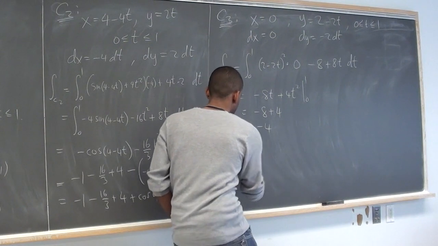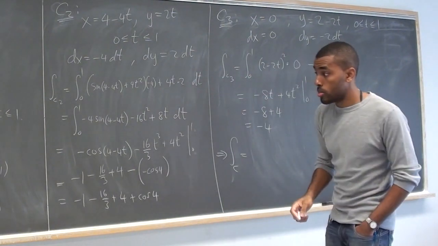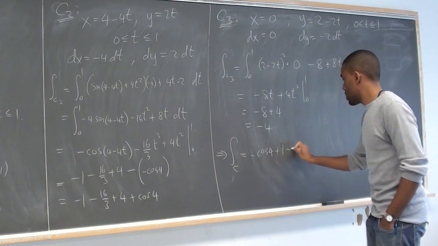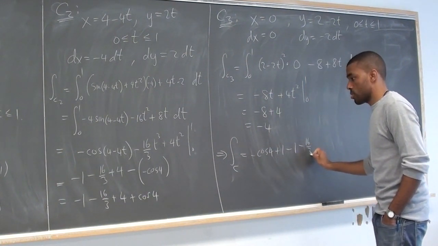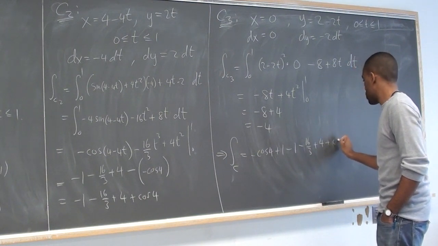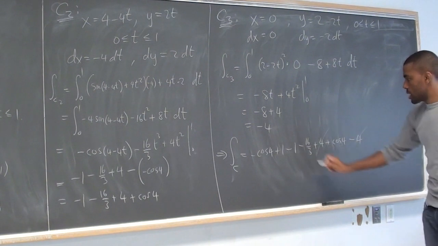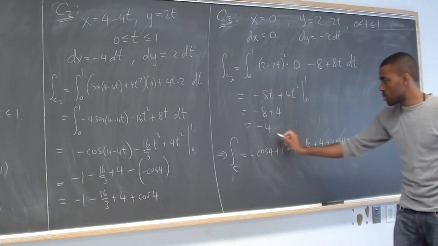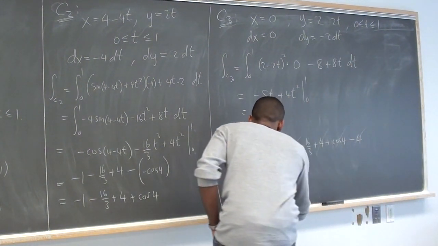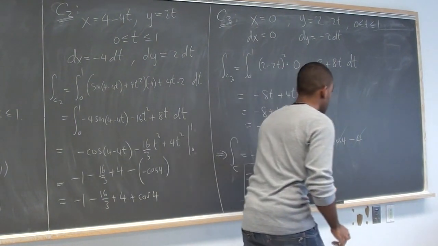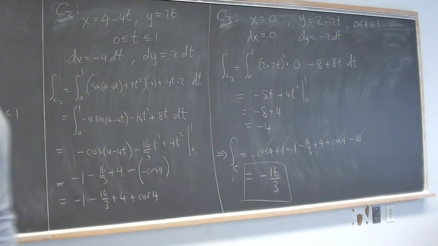This implies the integral on C is just going to be minus cosine 4 plus 1 minus 1 minus 16 over 3 plus 4 plus cosine 4 minus 4. These die, 1's die, cosines die, and we're left with minus 16. Any questions?